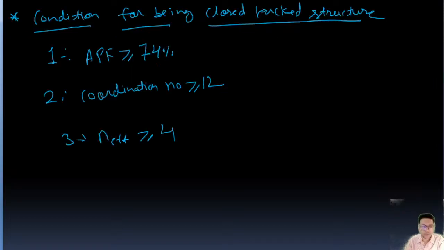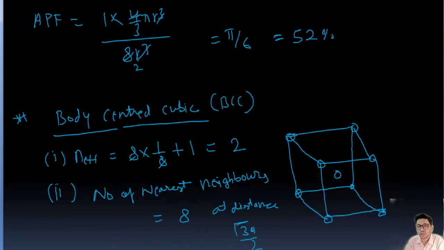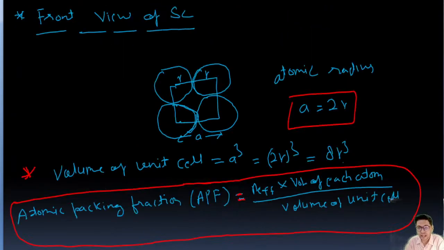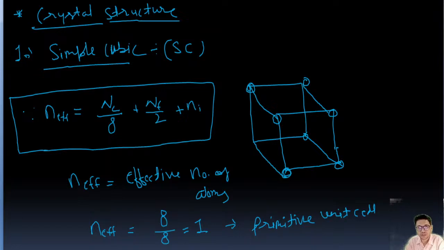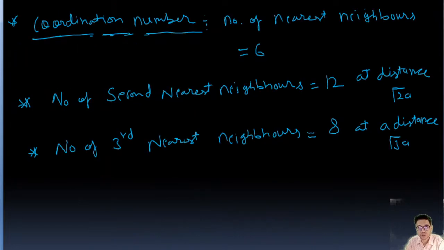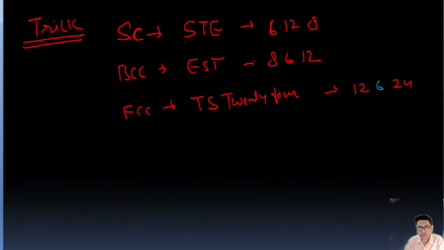So this is about the crystal structure, guys. We studied in the first lecture lattice, crystalline solid, non-crystalline solid, Bravais lattice, crystal structure, primitive unit cell. In the second lecture, because there was a technical issue, I had to end the class. There we studied SC structure, FCC structure, BCC structure. So now I'm going to solve some questions.